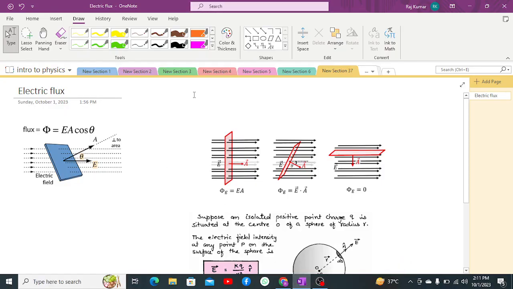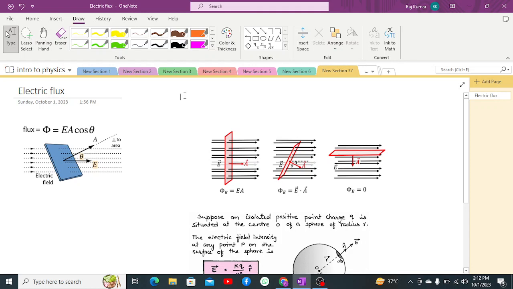For electric flux, suppose a small element of vector area A is placed in an electric field. As the small element of vector area is placed in an electric field, electric flux can be defined as the total number of electric field lines of force passing through a small element of vector area A. This is known as electric flux.